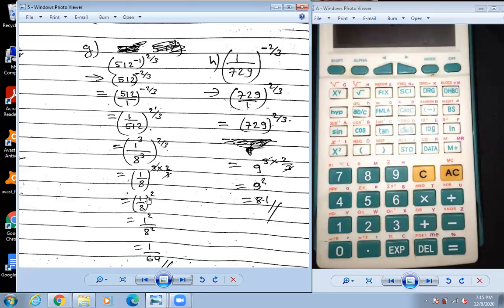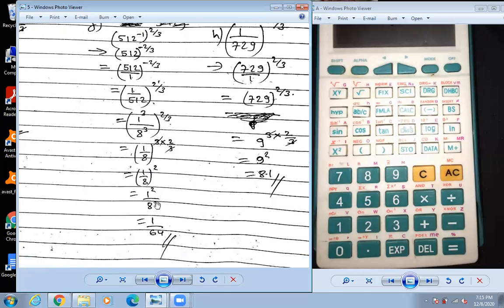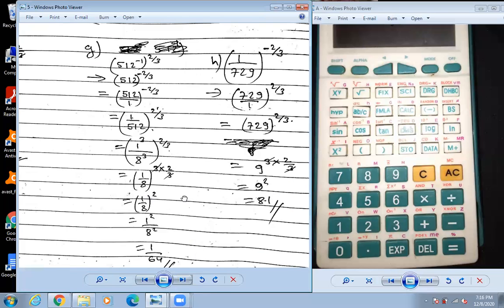2. So 2 will be given to both the numbers. 1 is squared, 8 is squared. So 1 square means 1. 8 square means how much? 8 into 8, how much? 64. Okay, so in this way we will get the answer.